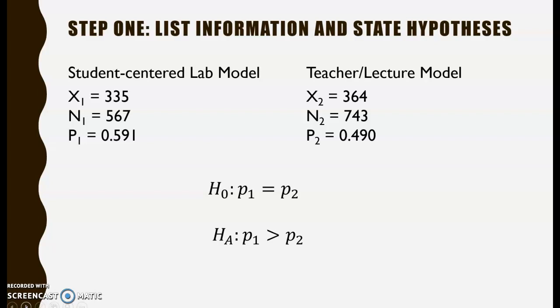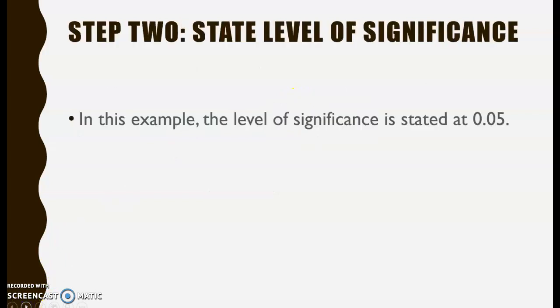So we set our null hypothesis so that the two proportions are equal, and then our alternative hypothesis is that proportion 1 is greater than proportion 2. So we're saying that the success rate for the lab is greater than the teacher lecture model. Step 2, we're given the level of significance at 0.05.